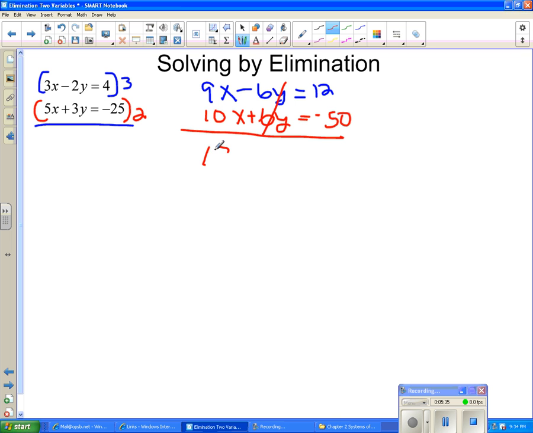And I get 19x equals a negative 50 and a 12. Let's see, that would be 8. I believe that would be 38, and it would be a negative 38. Then I'm going to divide both sides by 19, and 38 divided by 19 would be a negative 2. So x would be negative 2.